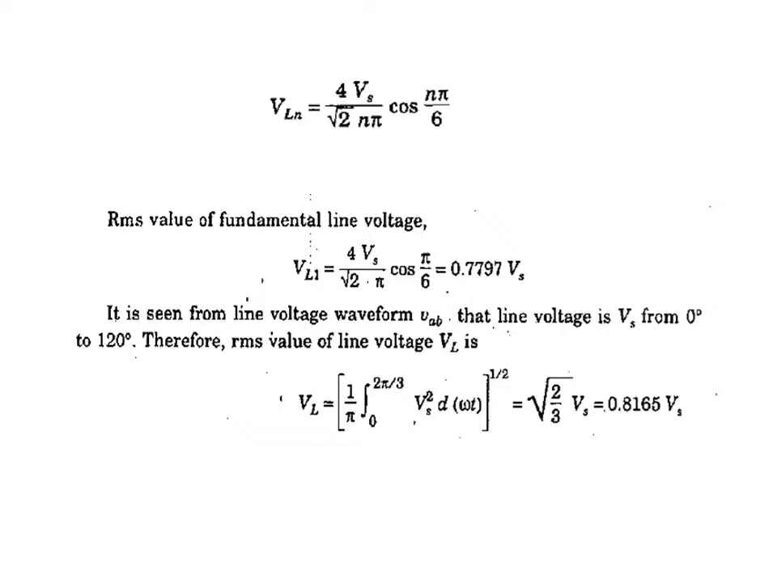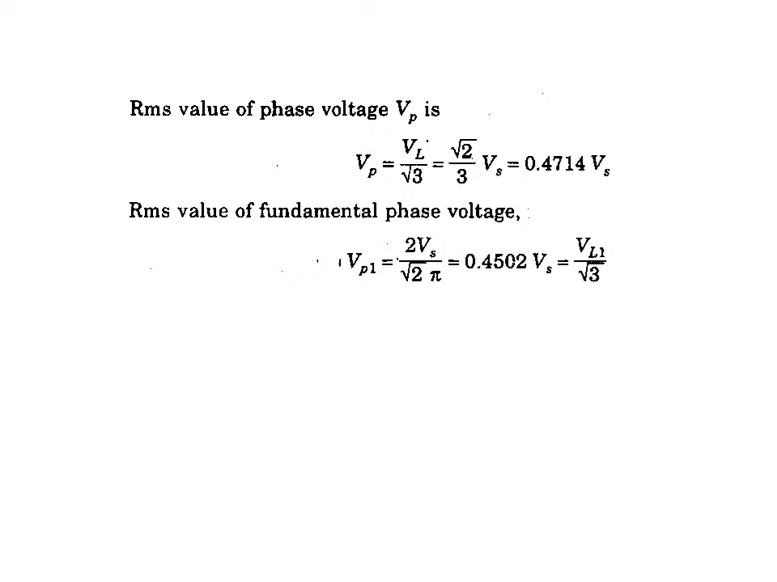So from the waveform for VAB, the line voltage is Vs from 0 to 120 degrees. Therefore, the RMS value of line voltage VL is equal to 1 divided by pi, integration 0 to 2 pi by 3 of Vs square d omega t, raised to 1 half, which is equal to root 2 by 3 into Vs, equal to 0.8165 Vs.